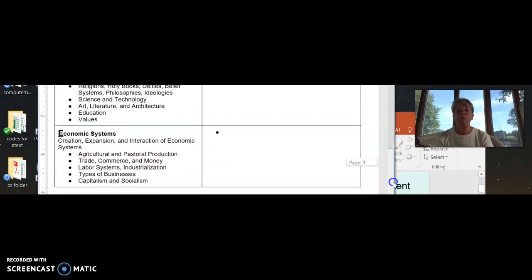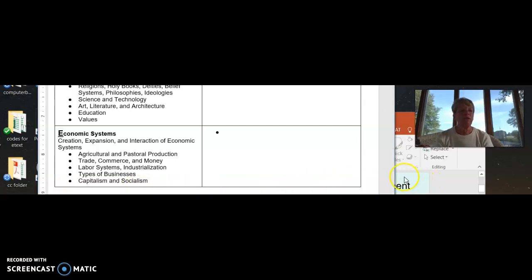Then in the E, we look for the economic systems, and we're looking at the creation, expansion, and interaction of economic systems. In other words, what do people do for a living? Do most of the people farm? Are they more pastoral? In other words, do they travel from place to place looking for grazing lands for their animals? Do they engage in trade or commerce? Do they have a monetary system? What types of businesses do they have? And then later on we'll look at capitalism and socialism.